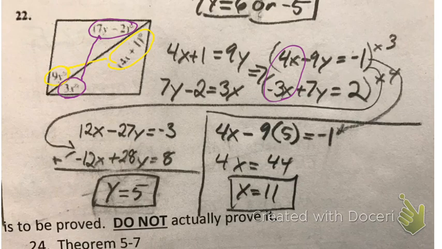So in order for those to be the same value, I want to multiply the 4 by 3. I'll multiply the negative 3 by 4. But that means I need to multiply the entire top by 3, which comes out to 12x minus 27y equals negative 3. And I need to multiply the entire bottom one by 4, which gave me negative 12x plus 28y equals 8. And these cancel out. I'm left with y equals 5. And then you plug the 5 back into another equation, and then you should come up with x equals 11.